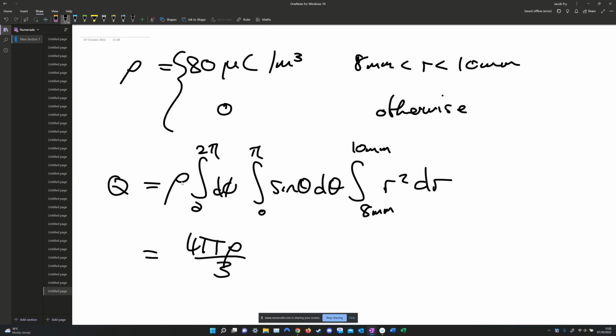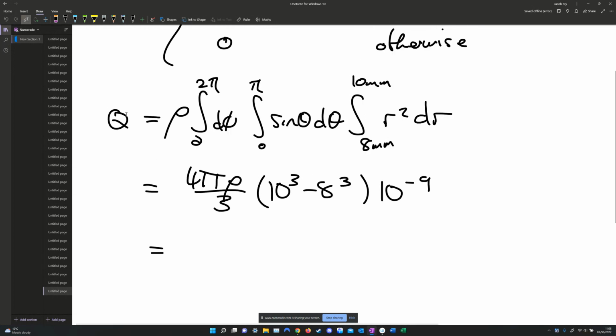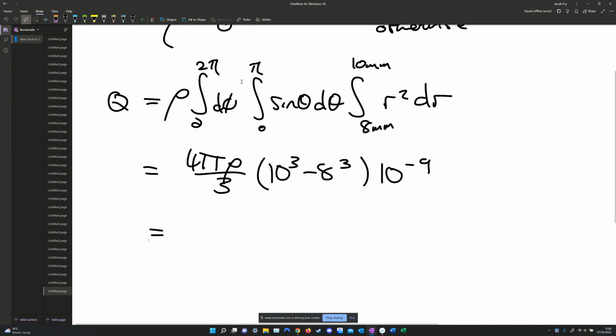So we can divide by 3 because when we integrate this, we get a third r cubed. And then we get 10 cubed minus 8 cubed. But remember that these units of millimeters are also cubed, so that's going to be 10 to the minus 9. So this gives us a charge, 4 pi divided by 3 times the density, which is 80 times 10 to the minus 6, because it's microcoulombs, times 10 to the minus 9 times 10 cubed minus 8 cubed. And this is a charge of 1.635 times 10 to the minus 10 coulombs.